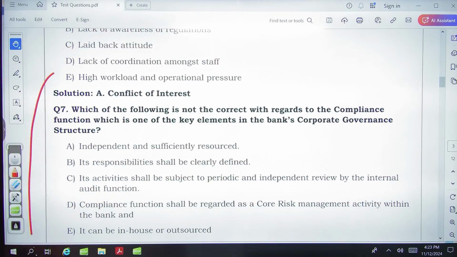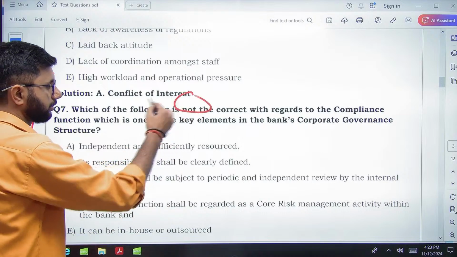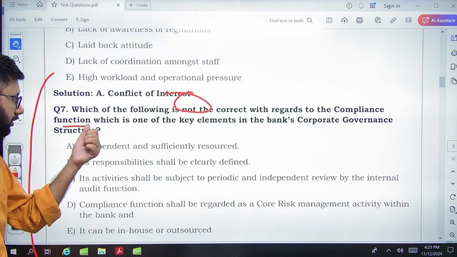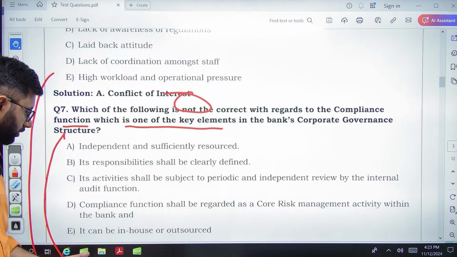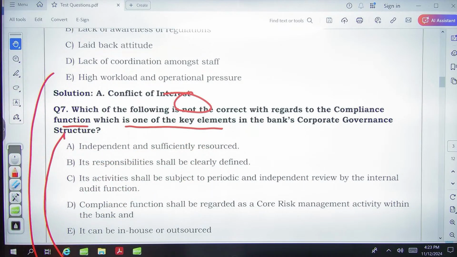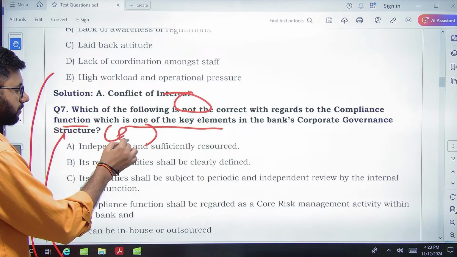Tell me, which of the following is not correct with regards to compliance function, which is one of the key elements in the bank's corporate governance structure? What do you think is the correct answer? Which among the following statements is not correct? Or which among the following statements is not correct as per RBI regulation?